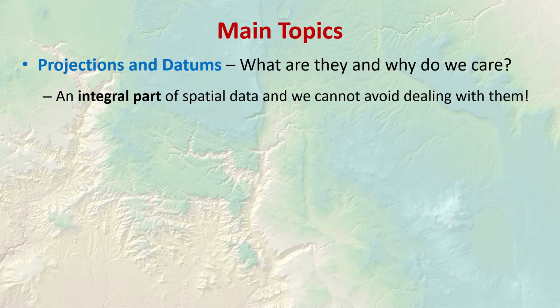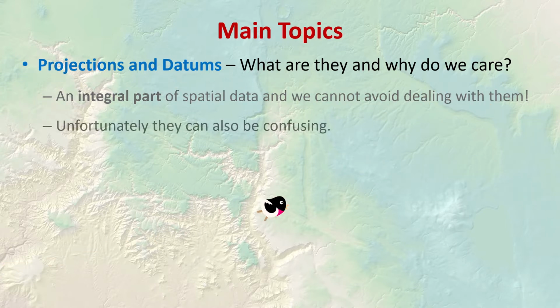Now, on a simple level, projections affect the visual quality of our maps, and on a deeper level, they affect our analysis by changing the actual sizes and shapes of the things we're analyzing. Projections can make it easy or impossible to find locations on the ground when you're out in the field.